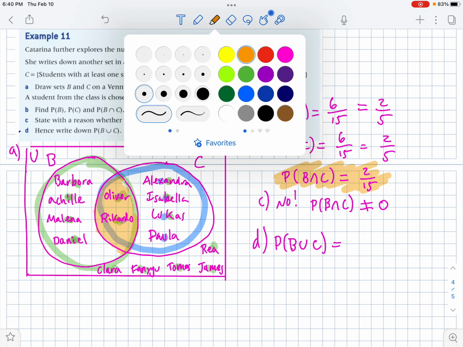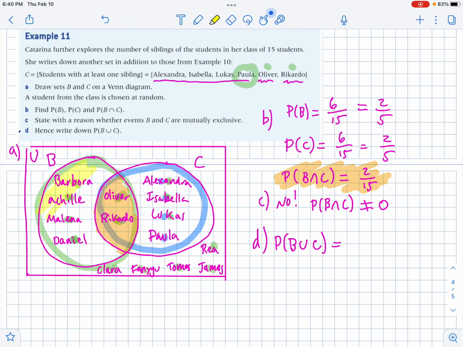So B union C, if I was to use yet another color, would be the yellow, and it would be everything, which is 1, 2, 3, 4, 5, 6, 7, 8, 9, 10 out of the 15, which reduces down to 2/3.